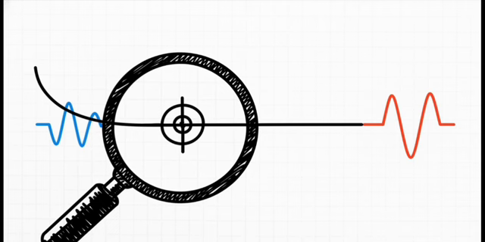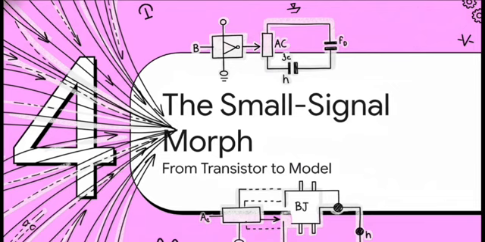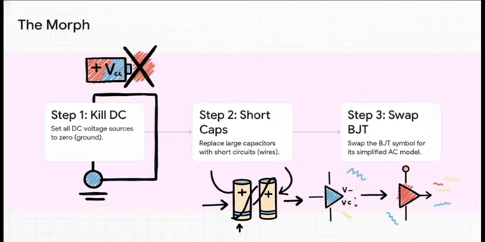We turned nightmare-level math into simple high school algebra. And this whole zooming in idea leads us to the main event, the climax of this whole process, the small signal morph. We're about to literally transform our real-world circuit into a super simplified AC model. And this model is going to make our calculations unbelievably easy. So how do we do it?